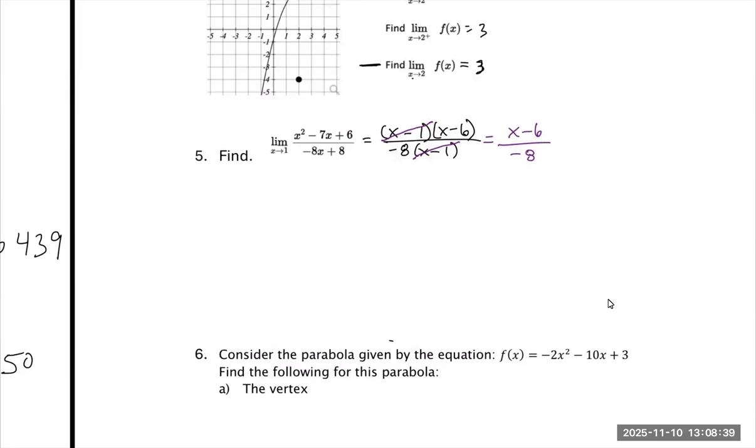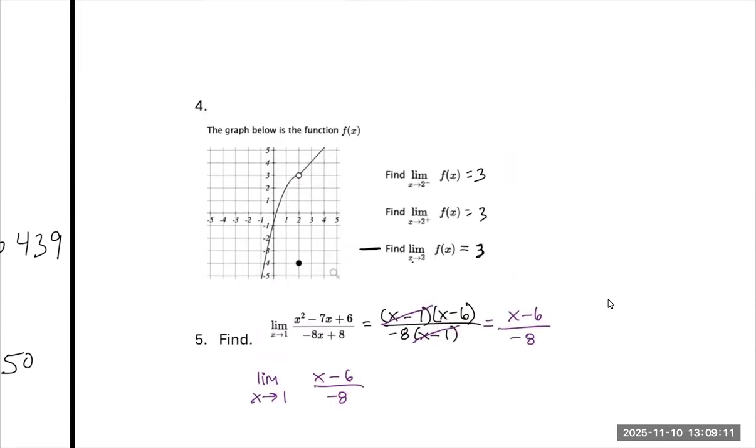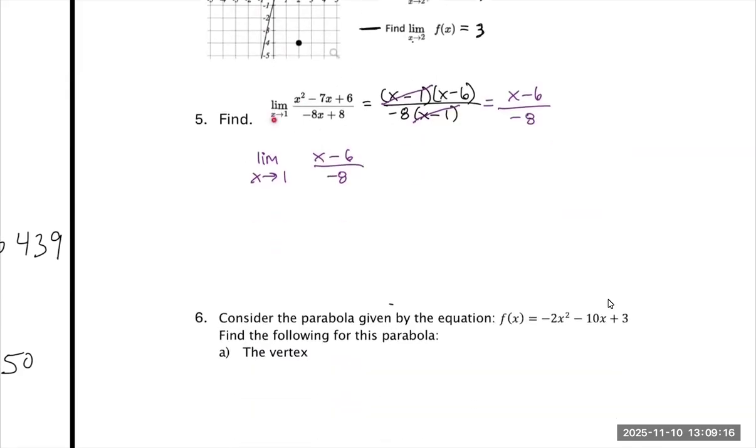Now, as you've noticed, if we calculate the limit as x approaches 1 of this simplified version, I no longer have a problem. I can plug in the 1 into this equation and it's not going to give me an undefined response. What that's telling me is there was a hole in the graph, a lot like this. There's a hole in the graph where x equals 1.